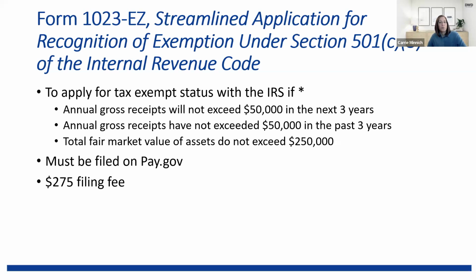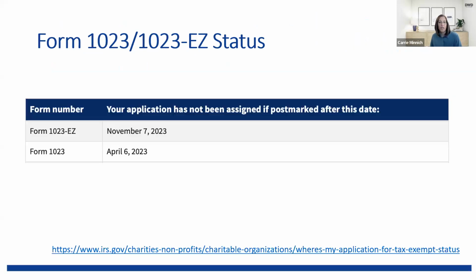Both forms 1023 and 1023-EZ are open for public inspection. That means if someone were to come to your organization and ask you for a copy of your 1023, you need to provide that to them. So this is a form that, if you don't currently have a copy of it or don't know where it is, you probably need to find it to make sure that you do have a copy in case someone does ask you for it.